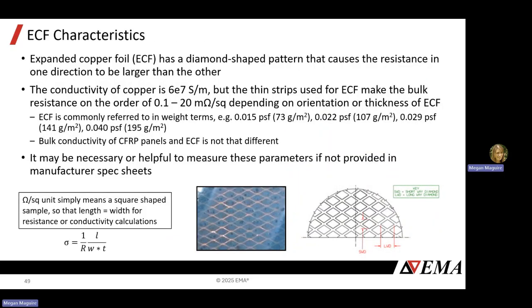For ECF, just as some background, it's typically a diamond-shaped pattern, so the resistance will be different in your long direction versus your short direction. Even though the conductivity of copper is very high, ECF is extremely thin. So the bulk resistivity will be on the order of, say, 0.1 to 20 milliohms per square, depending on your orientation. What that means is the bulk conductivity of CFRP and ECF are actually not that different. One thing you'll want to look for is manufacturing specs to help you figure out what resistance values to use.